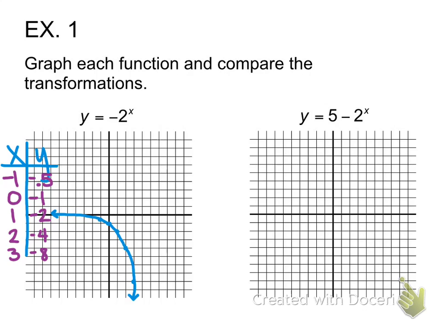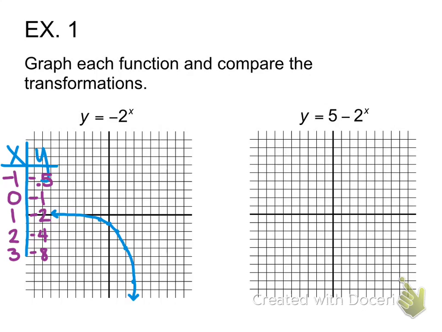Okay, same thing for the second equation. These equations are the same except for that 5 at the beginning of the equation. This would be the same as if I wrote the equation -2 to the x power plus 5. So to me, that plus 5 is going to indicate it's going to be the same graph as the first one, just shifted up 5 spaces.